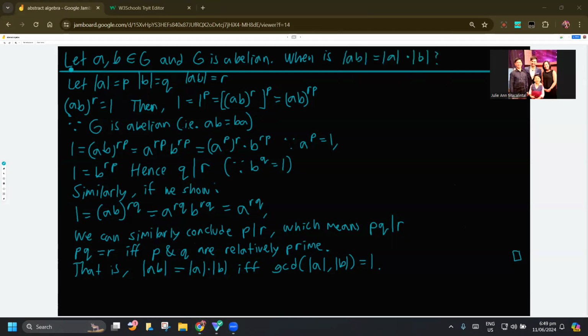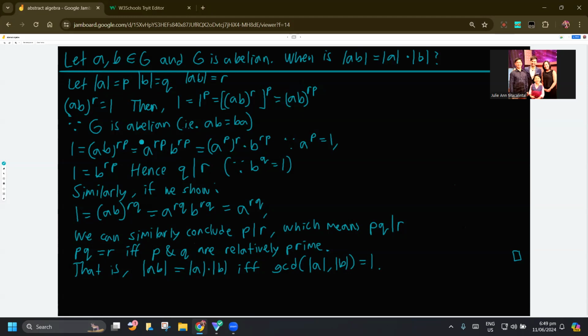This is an assignment where the problem is: let A and B be elements of G, and G is abelian. When is the order of the product equal to the product of the orders of those two elements? So we just make them into variables. Then if (AB)^R is equal to 1, then 1 is equal to 1 to the P. Let's raise everything to the P's power. So we get (AB)^RP.